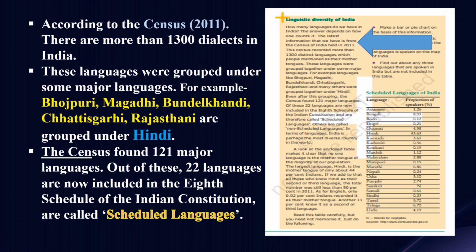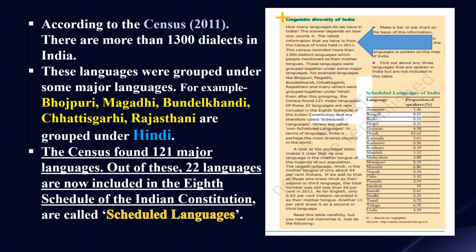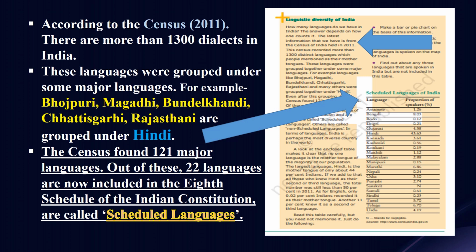Out of these 121 major languages, 22 languages are now included in the 8th schedule of the Indian Constitution. As you can see in this list, these languages are called scheduled languages. Other languages which are not in this list are known as non-scheduled languages.